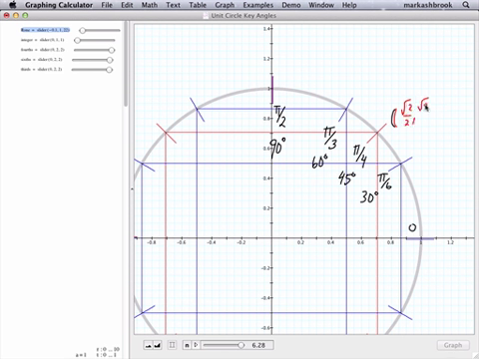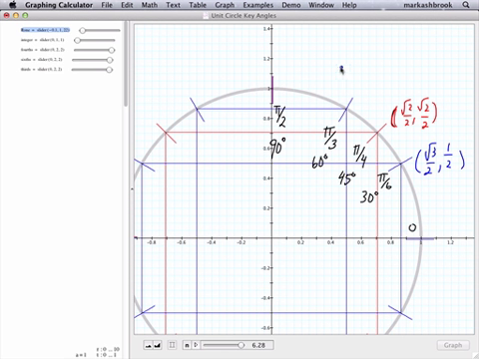Radical 2 over 2, radical 2 over 2. Remember, that's about 0.7. There's our cosine and sine of that. Okay, pi over 6, cosine and sine. Cosine is? That's our radical 3 over 2, that 0.866 number. Sine, 1/2.